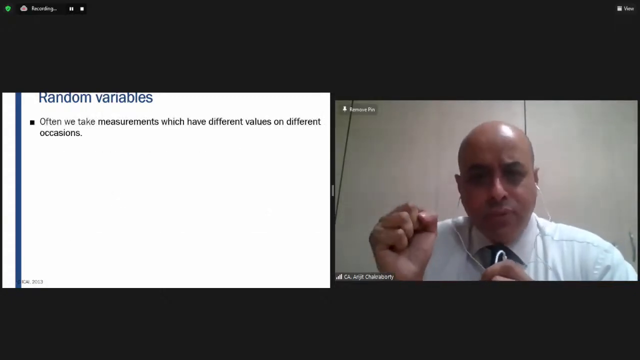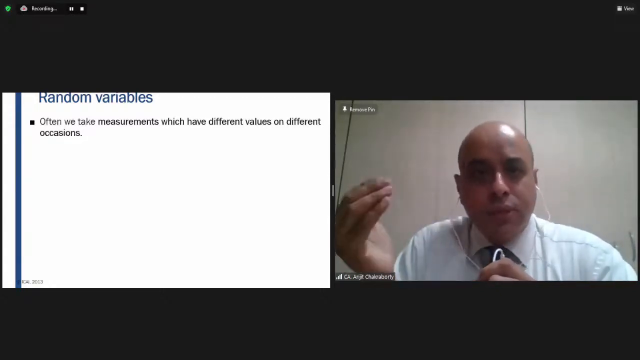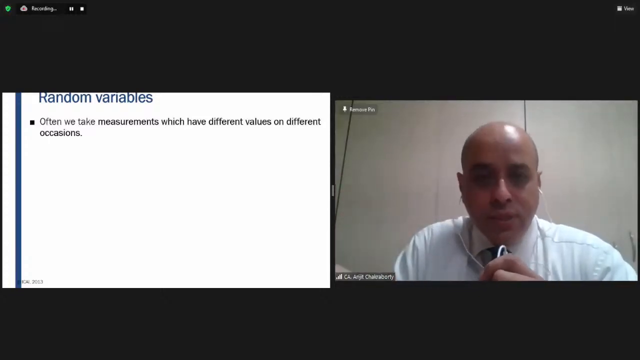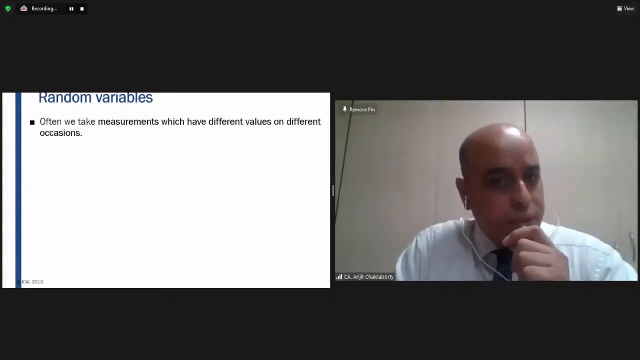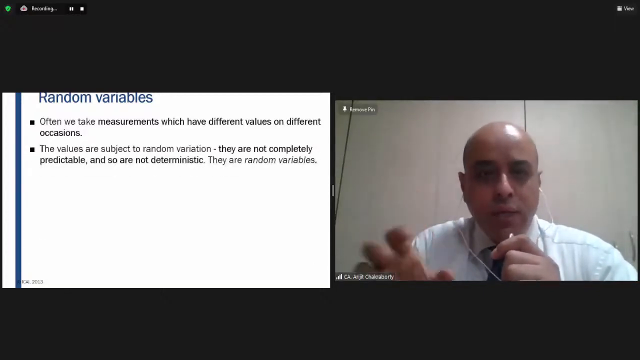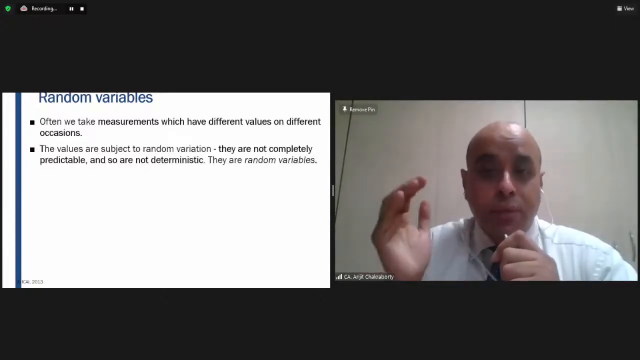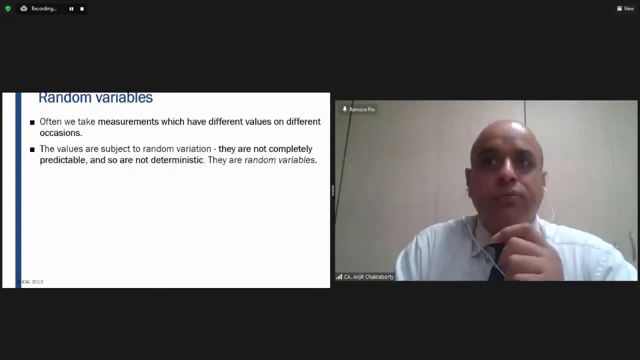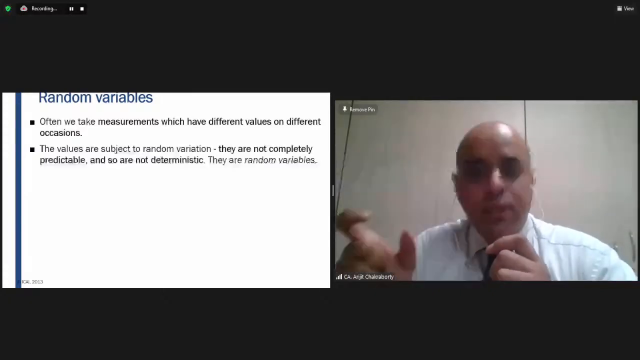In measurement, when we take measurements, we have different values on different occasions. For example, the height of a person, the profit of a company, atmospheric pressure, temperature. These are variables because they provide different values on different occasions. These values are subjected to random variability. Why? Because they are not completely predictable. That is why they are known as random variables. And we will see that random variables have two types: a continuous random variable, and a discrete random variable.